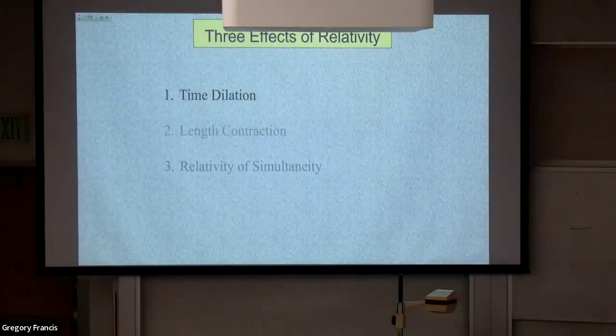There are 3 effects from this weirdness. The first one we call time dilation. The second one we call length contraction. And the third one we call relativity of simultaneity. So let's take them one at a time.